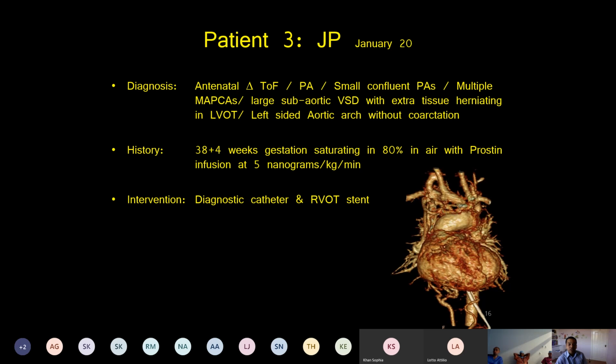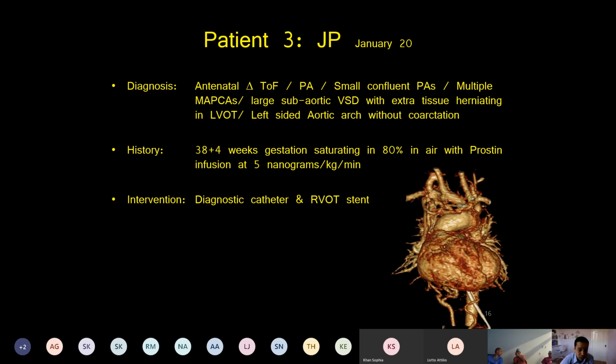Again, antenatal diagnosis: pulmonary atresia with VSD, extreme form of Fallot with small confluent PAs and multiple MAPCAs. Left-sided, large subaortic VSD with more tissue around it, and a left-sided aortic arch, no coarctation. So it starts to get a bit more complicated, a bit more spicy. 38 weeks, good weight, standard thing: start on prostin, come to Alder, self-ventilating in air, then go to the cardiology ward, do a CT or a diagnostic catheter and move forward.